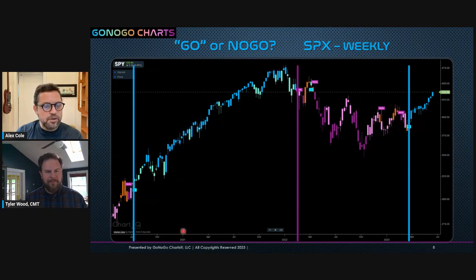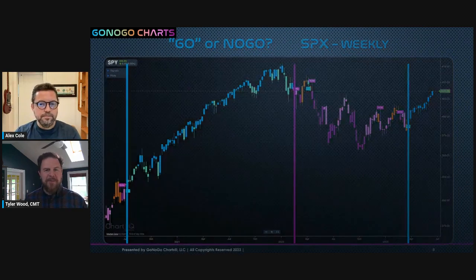But as long as those go colors hold, that trend is still in place. And I think that's just as important as not buying into relief rallies. Don't sell out necessarily of those pullbacks in an uptrend. Excellent point. Excellent point for a trend following investor.